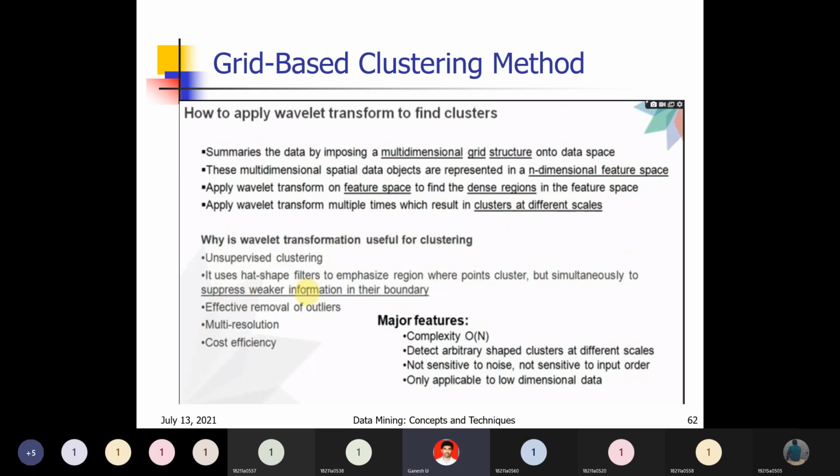Next, it uses hat-shaped filters. Once you go through the wavelet transformation topic, you can observe that the elements can be represented in a hat shape. In the hat, the higher level represents that the number of points is high, meaning along the y-axis you have more value. It looks like an increment from 0 to a higher level, for example from 0 to 1000, and then it decreases again.